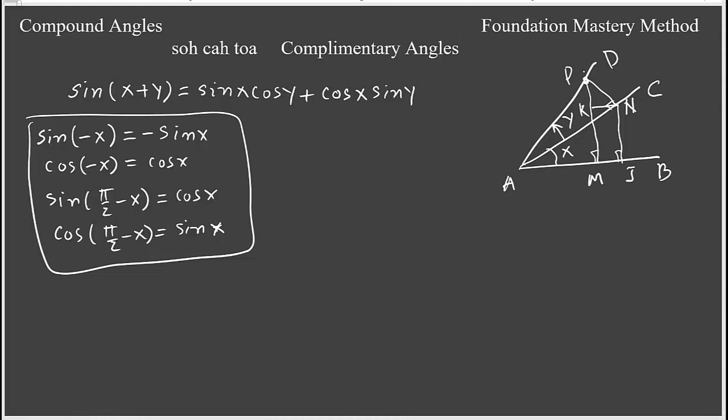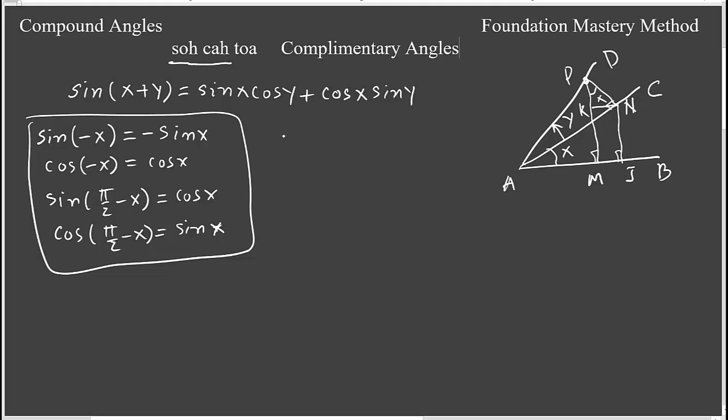So we label like this. PN is one perpendicular from P to AC, and PM is the perpendicular from P to AB, and then from N I have another perpendicular NJ on AB. Now we take another perpendicular from N to PM, which is K. Now it is very easy to show that this angle is x. Now we'll be using just SOHCAHTOA to prove our result.